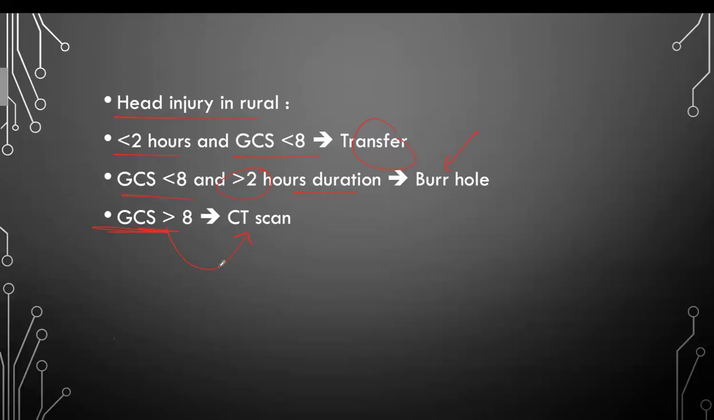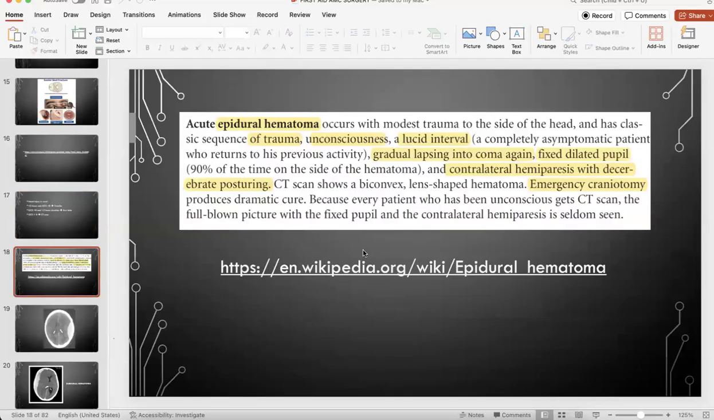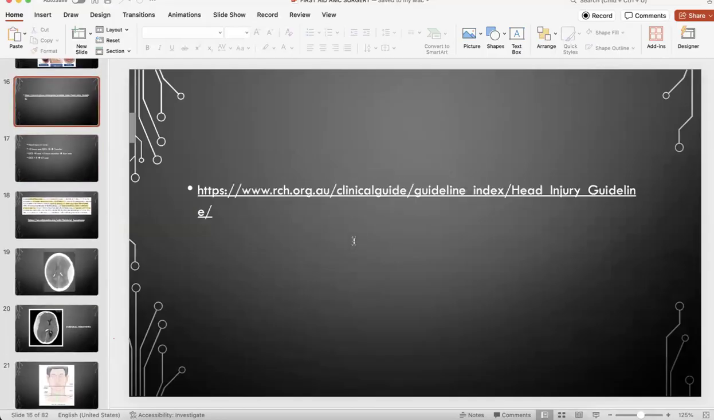Just remember. And for any patient who has GCS more than 8, you need to find out whether the patient requires a CT scan or not. Yes, so with GCS more than 8, not everyone will require a CAT scan. We just do the CAT scan for patients who really need it. So there is a criteria for patients who have head injury who will require imaging.